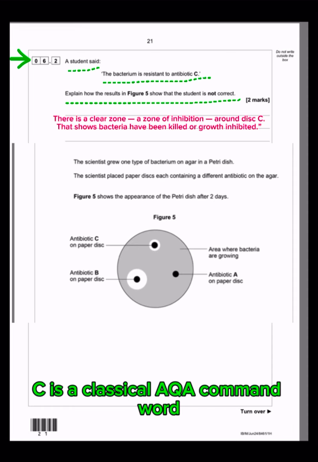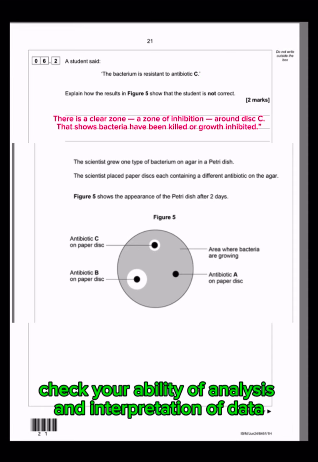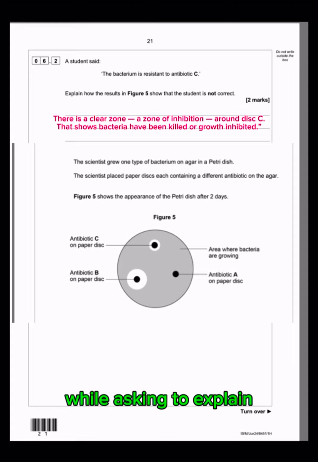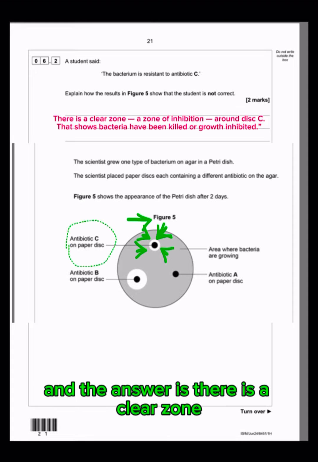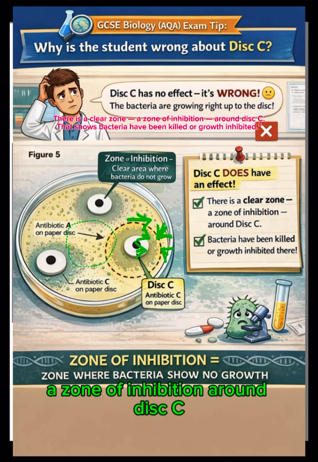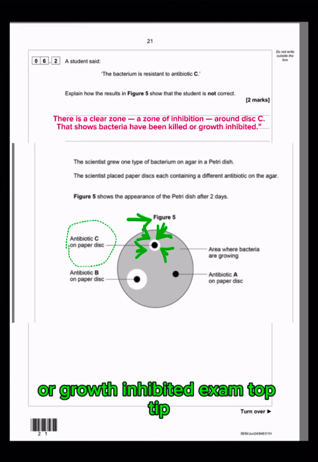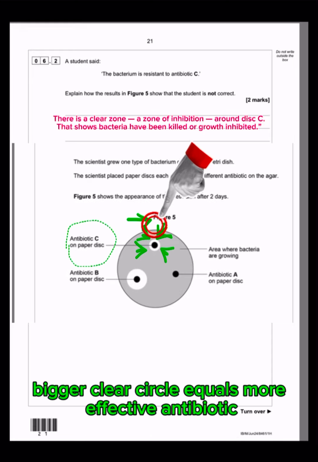Question part 6.2: why is the student wrong about disc C? This is a classical AQA command word where the examiner checks your analysis and interpretation of data, while asking you to explain why the student was wrong using Figure 5. And the answer is there is a clear zone, a zone of inhibition, around disc C that shows bacteria have been killed or growth inhibited. Exam top tip: a bigger clear circle equals a more effective antibiotic.